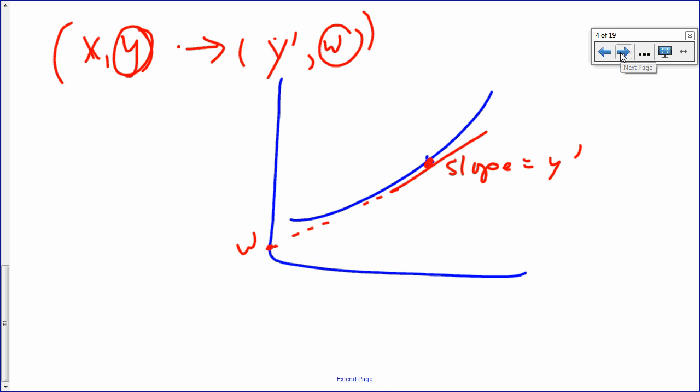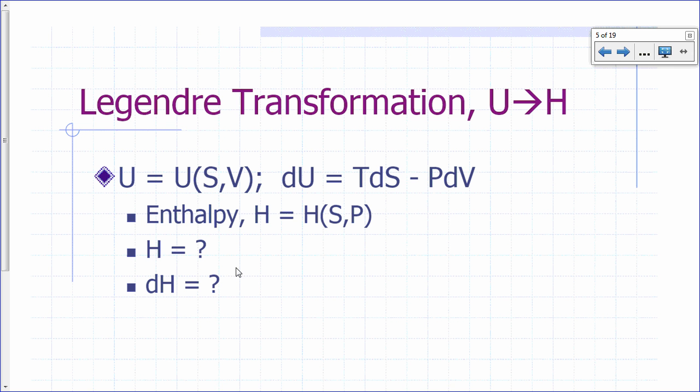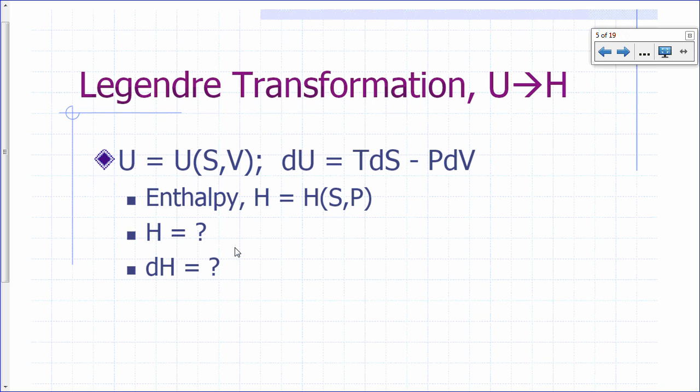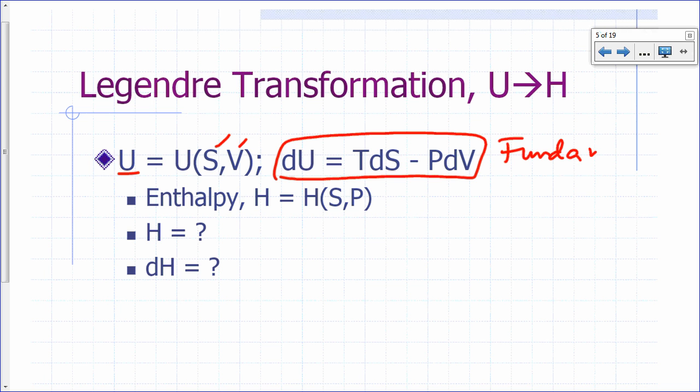When did we do a Legendre transformation in our previous lessons? We did that when we defined enthalpy. Remember we said that the natural variables for internal energy are S and V, right? And we said that dU equals TdS minus PdV. This is our fundamental equation, right? Well, let's say we don't want to deal with volume. We'd rather deal with pressure. So we're going to substitute a variable. We're going to define a new function that naturally depends on pressure instead of volume.